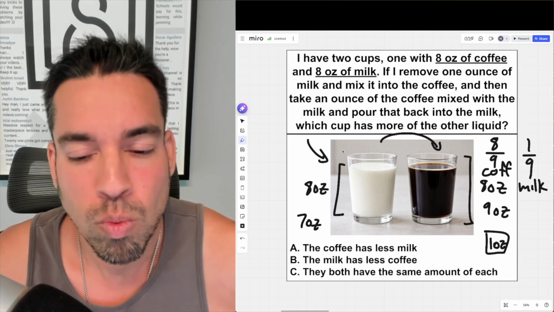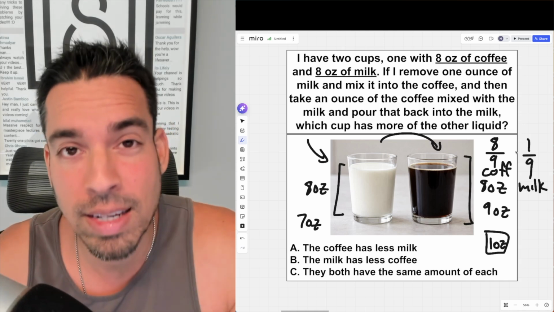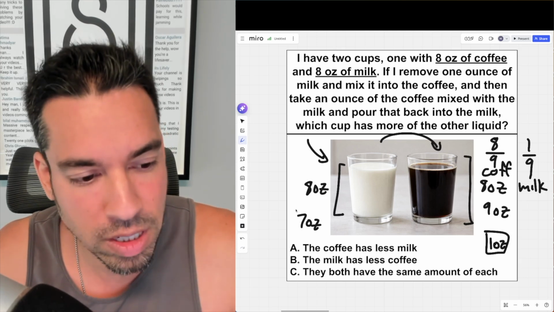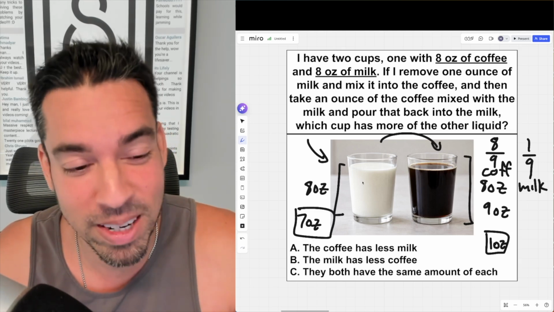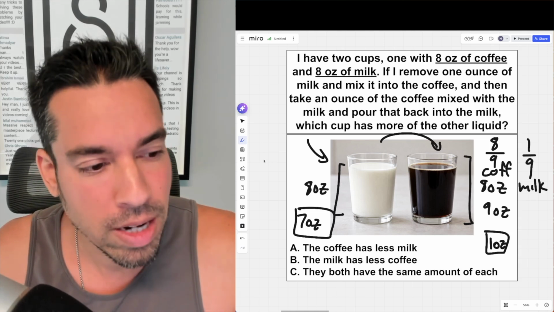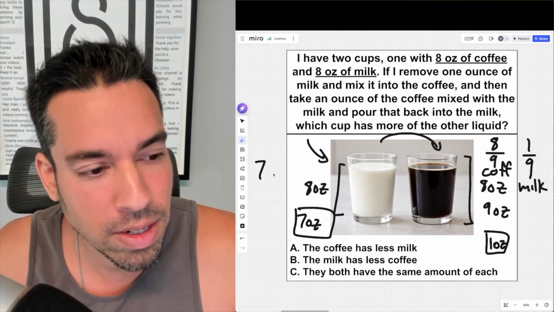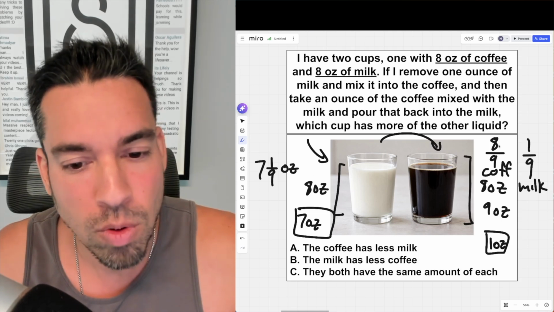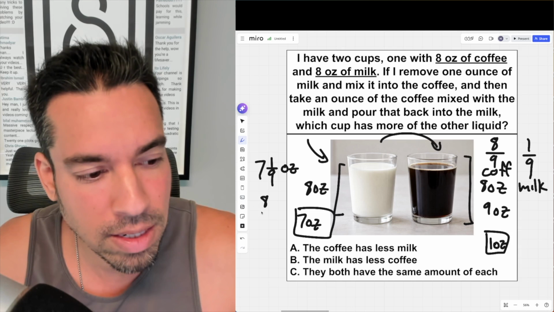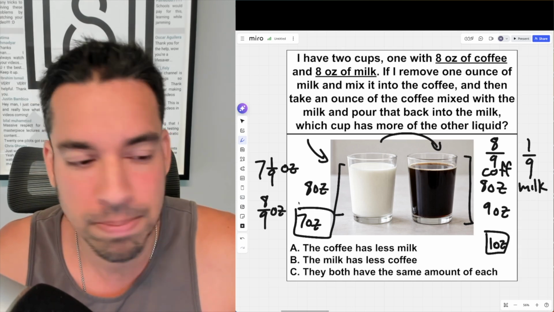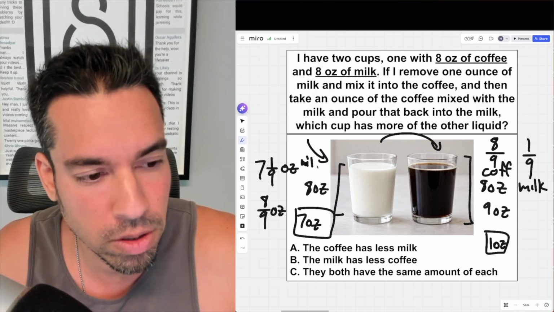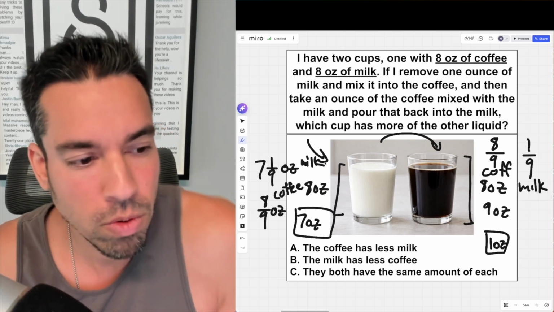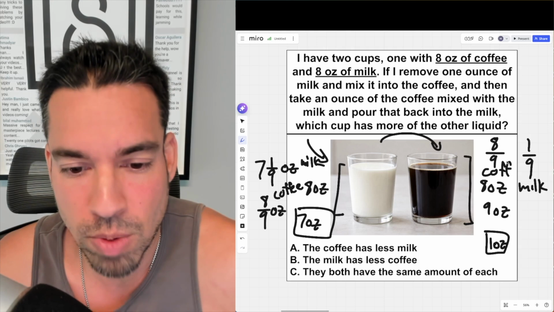So what have we really added, right? Since we're taking an ounce, we're adding 1/9 of an ounce of milk. So since we had 7 ounces, right? Bear with me here. Since we had 7 ounces, we now have 7 1/9 ounces of milk. And what about the coffee? Well, now we have 8/9 ounces of coffee. Okay, so this is the amount of milk over here, and this is the amount of coffee over here. Okay, so let's come back. So that's what we have on the left side. Now let's come back to the right side.